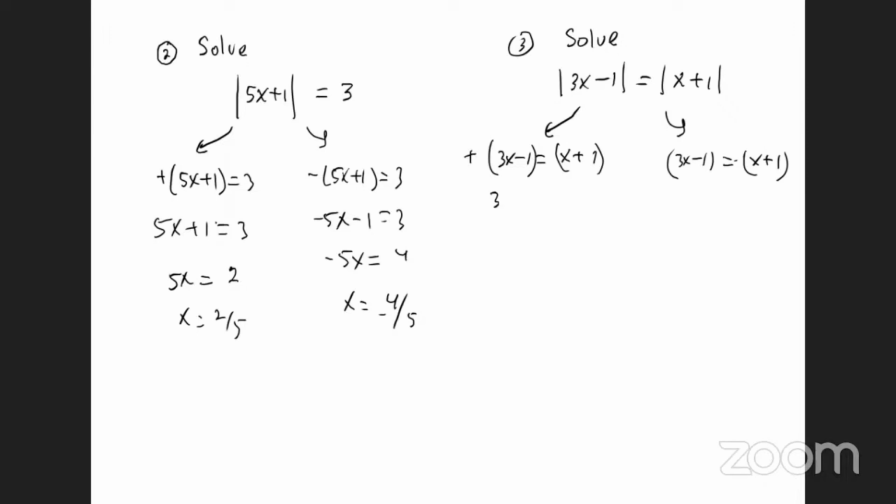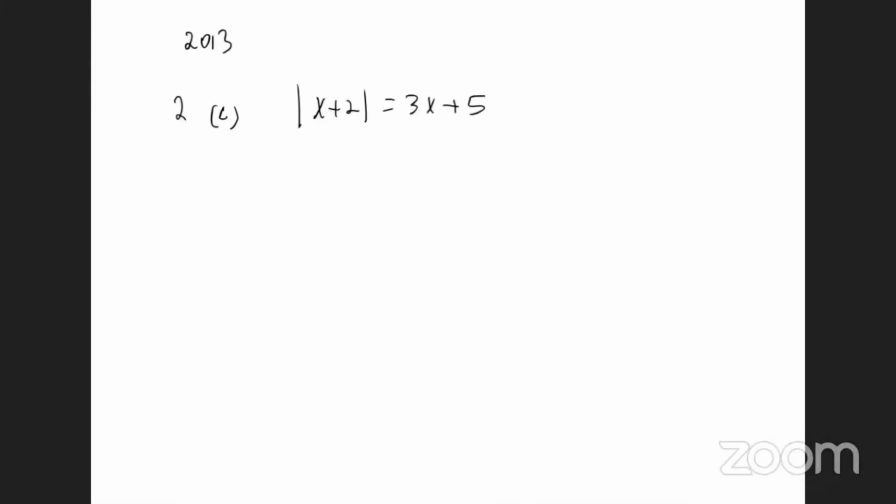You'll get the same answer. So when you work it out, you'll get 3x minus 1 is x plus 1. So you'll get 2x is 2, x is 1. Next, one is positive, one is negative. So you'll get 3x minus 1 is minus x minus 1. 3x plus x is minus 1 plus 1. So x is 0.